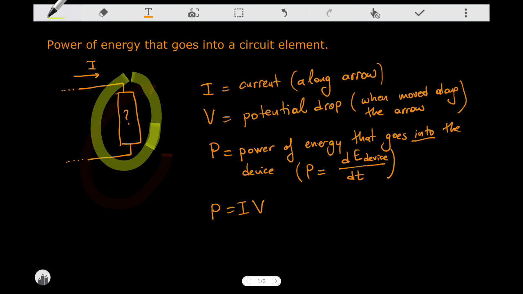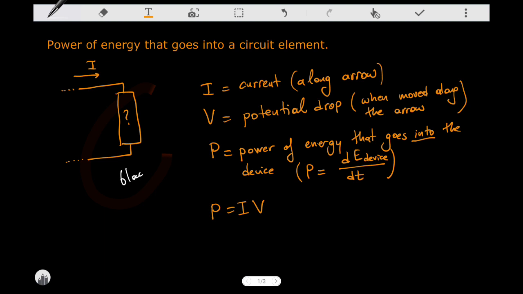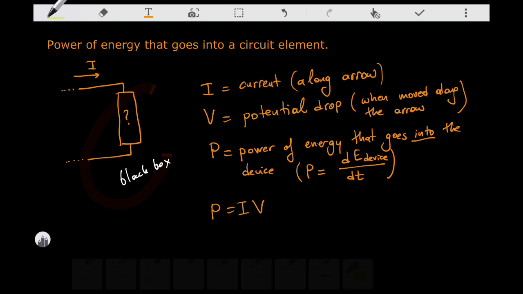We usually call these kinds of things, whose structure we don't know, black box devices. So these are black box. Black because I don't know what is inside. I only know the current that goes into it and the potential drop on it. And for this, of course, we have this convention.